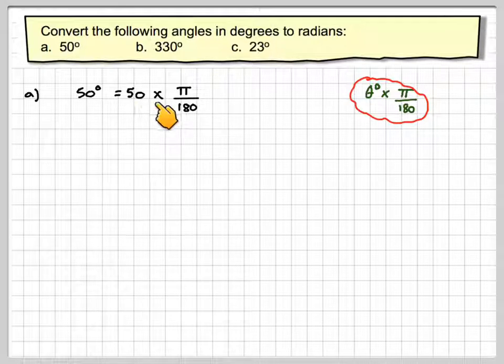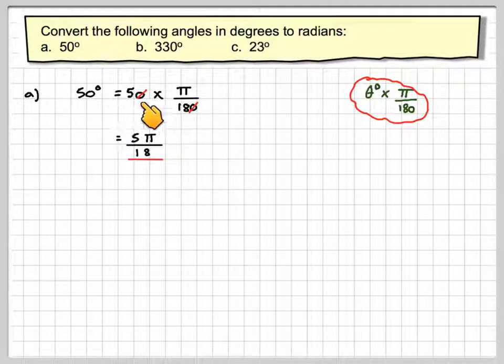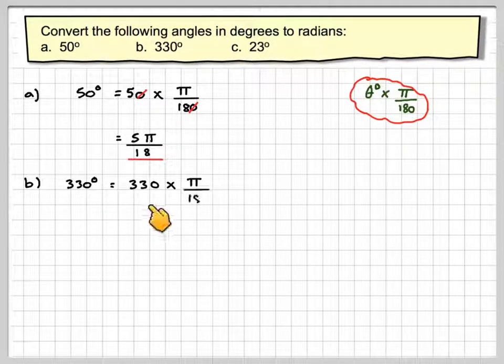Obviously the zeros can be cancelled, and then you're going to get 5 pi over 18, but if you work that now on most normal calculators, it will give you that exactly. B, 330 is going to be 330 times pi over 180. Now 30 goes into 330 11 times and into 180 6 times, so that's going to become 11 pi over 6. Now normally we do write these angles in multiples of pi's, but that might not always be necessary.